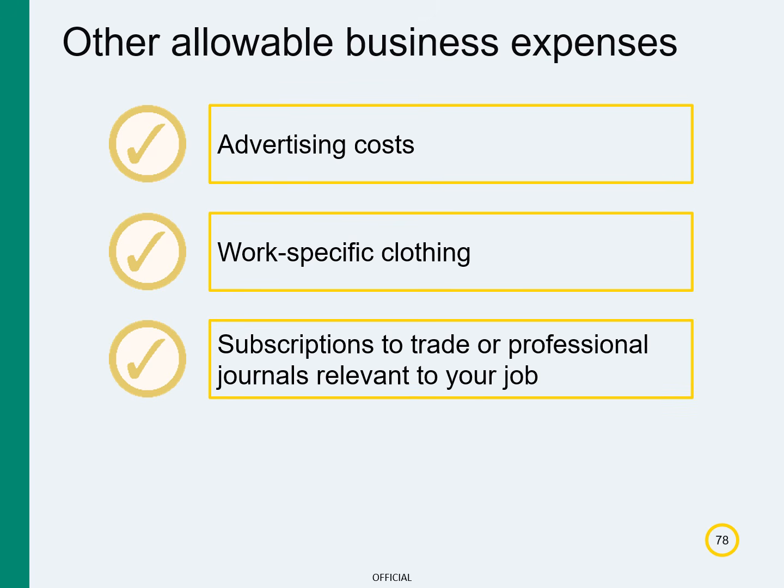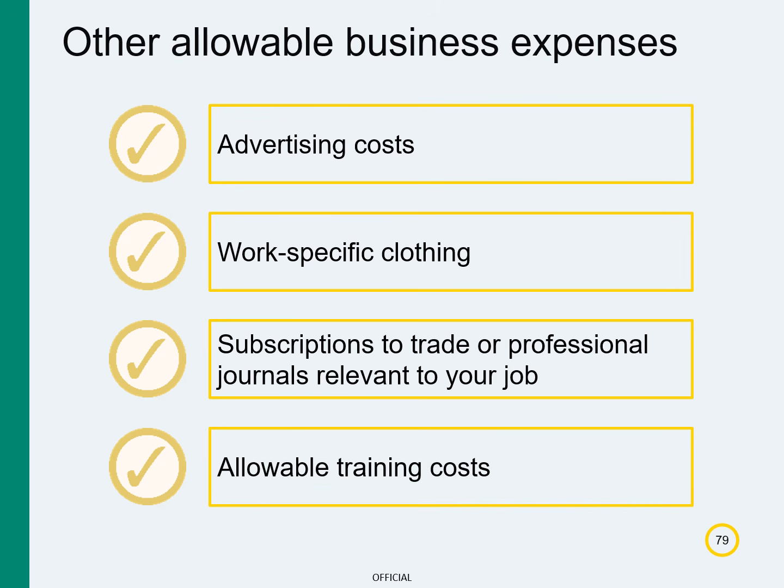If you subscribe to trade or professional journals that are relevant to your business, you can claim these as an allowable expense. Allowable training costs will also go in this box. Please note, not all training costs are allowable. If you take a training course to update your skills, this is normally allowable. However, training which results in a new specialisation or qualification is unlikely to be allowable. For example, if a plumber decides to train as a gas fitter, the cost of the training would not be allowable, as this would give them a further specialisation.